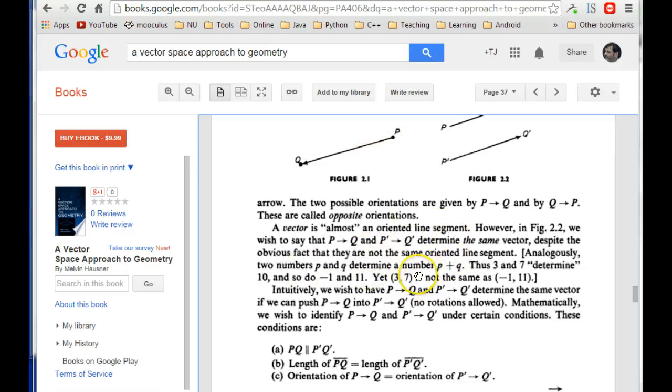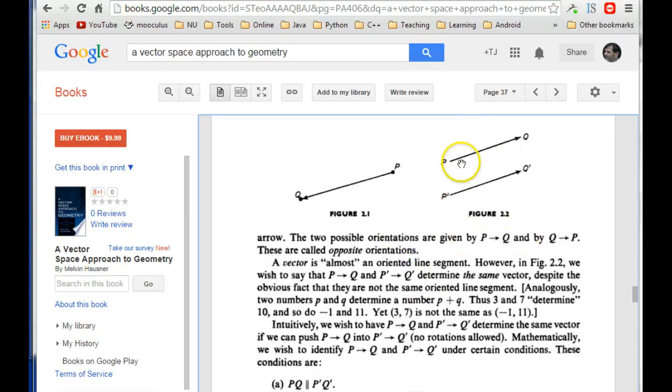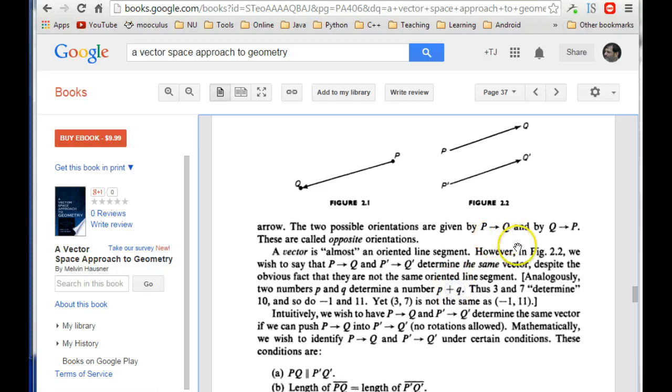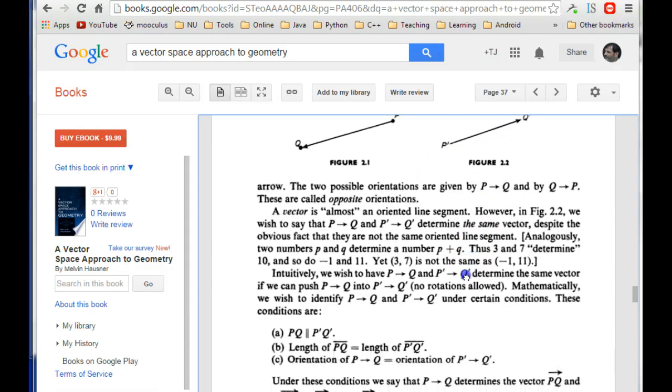Hausner is making a distinction here because he would say that this directed line segment PQ is different from this directed line segment P prime Q prime, because they're in two different places in space. But if we think of these as vectors, these are actually identical vectors. Again, if we think of this as a displacement, we're moving in the same direction by the same amount in both of these. So Hausner makes an analogy.